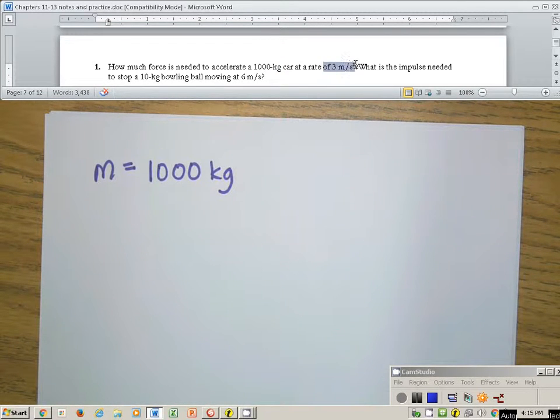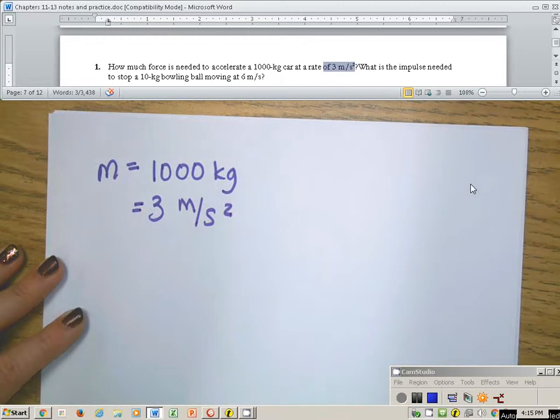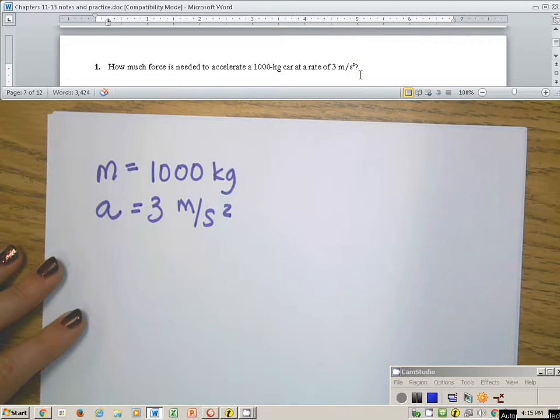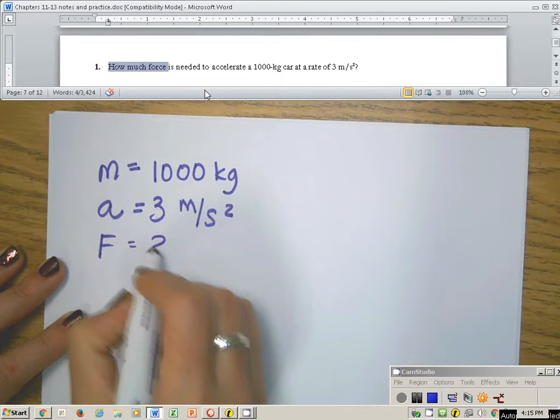And then I have this. I've got 3 meters per second squared. Well, I know that the unit of meter per second squared is the unit of acceleration, so that's our A. And then it says how much force. So that's the question that I'm finding. And I actually got rid of this when we did it in class. So we're just simply answering right here how much force. So we are finding F. That's what we want to know.